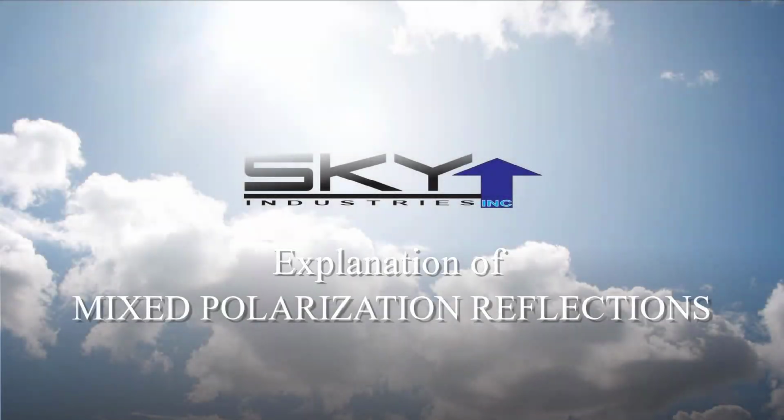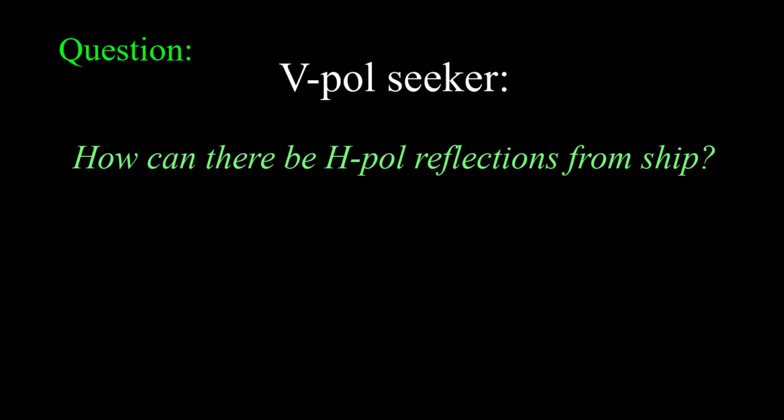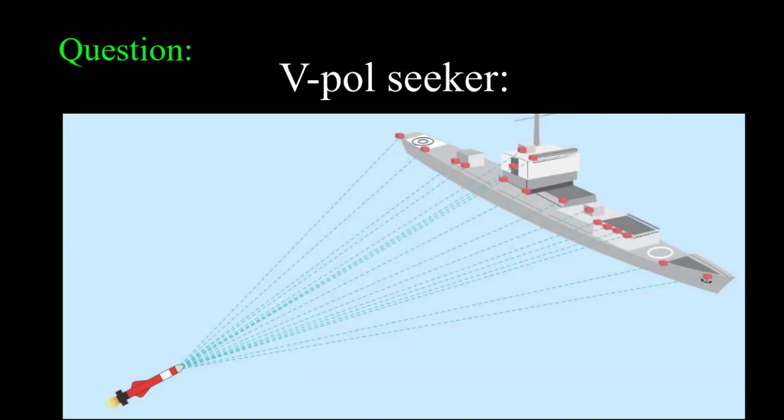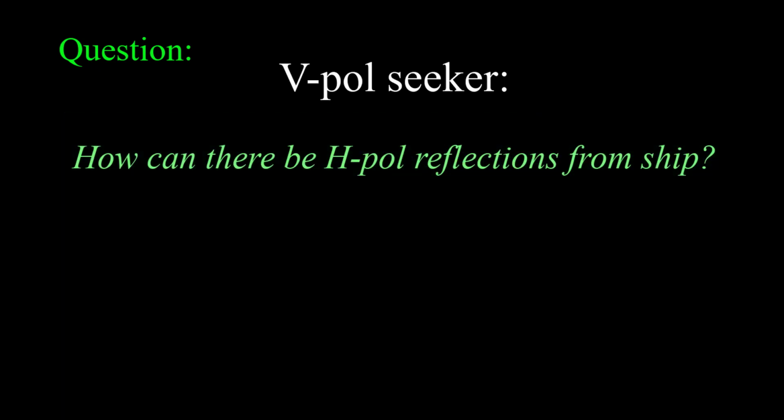A colleague asked me the following question. Suppose a ship is illuminated by a vertically polarized seeker. How can the ship's skin echo, which is the reflection of the vertically polarized radar signal, have both vertical and horizontal polarization? So this is my answer. I don't warrant it to be comprehensive, but it's how I think about what's happening.